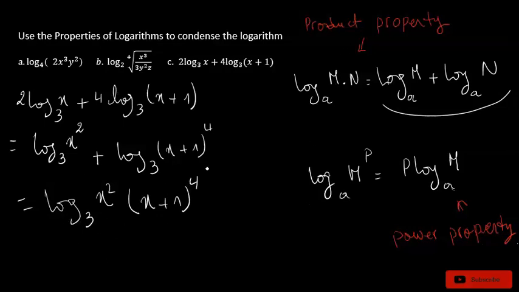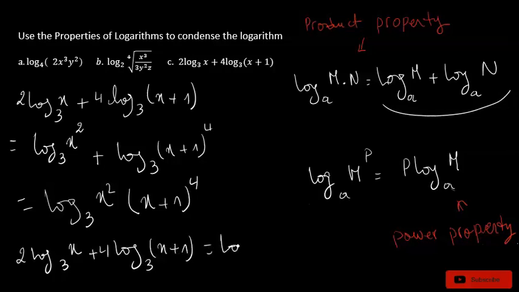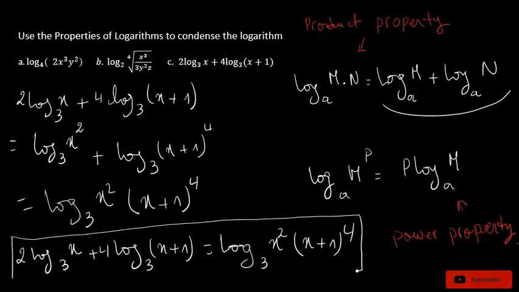At the end, I'm going to write 2 log base 3 of x plus 4 log base 3 of x plus 1 is equal to log base 3 of x squared times x plus 1 raised to the 4th power. This is my final result. And we use those when we have the same base, always.